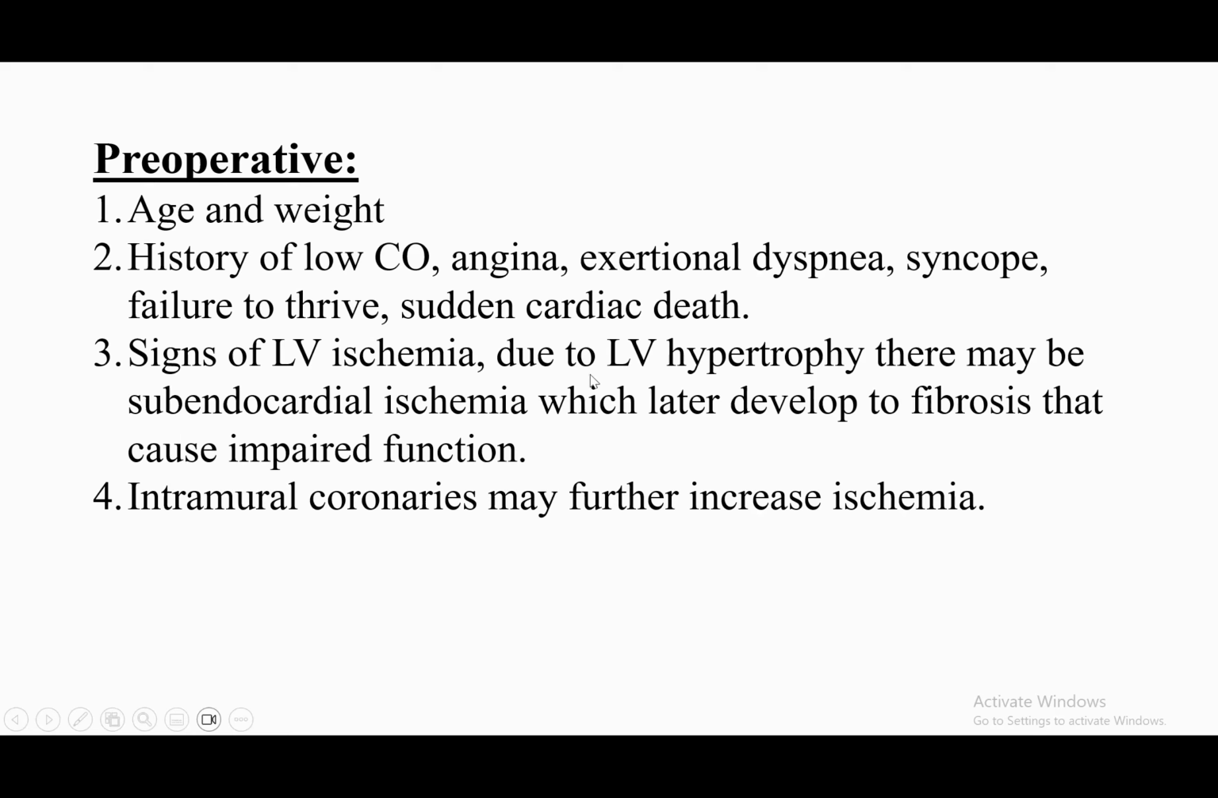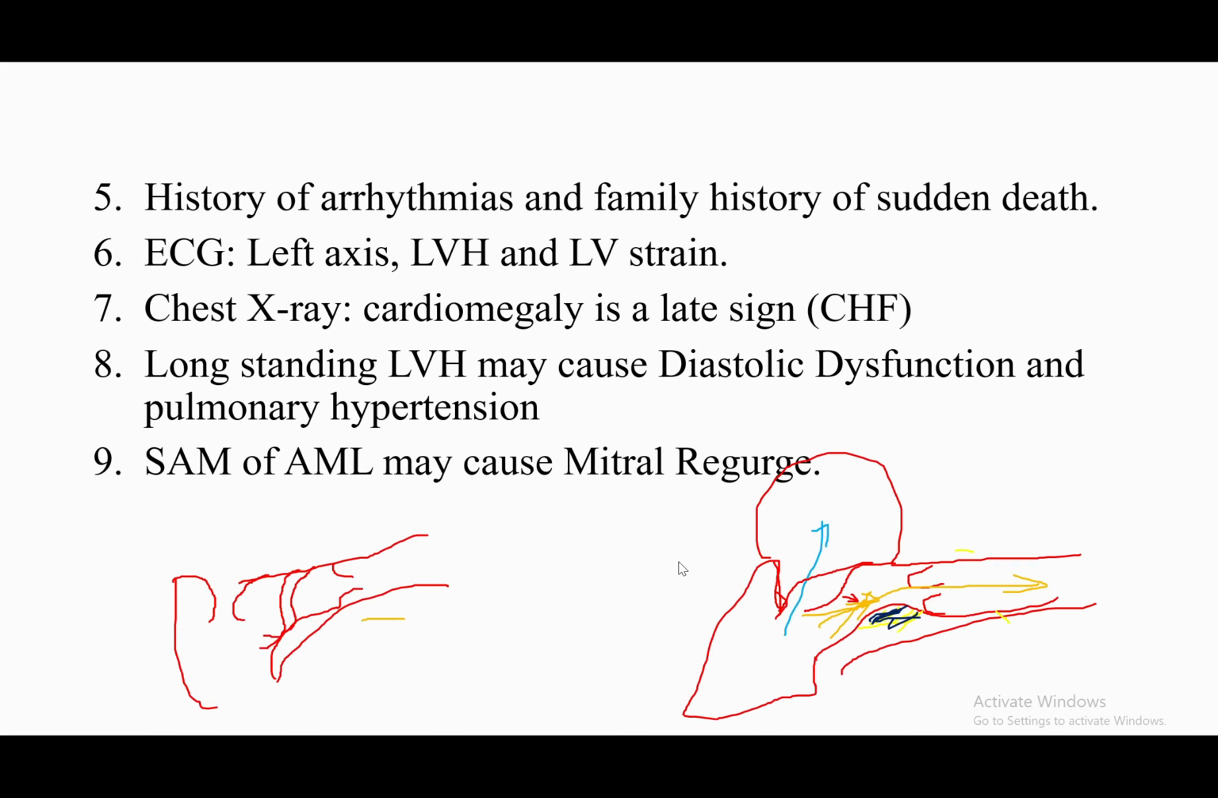Look for signs of LV ischemia due to LV hypertrophy. There may be subendocardial ischemia, which later develops into fibrosis that causes impaired function. Intramural coronaries may further increase ischemia. Sometimes there is bundle branch block in these patients. History of arrhythmia, family history of sudden death, ECG with left axis, LVH, LV strain, and cardiomegaly on X-ray. Long-standing LVH may cause diastolic dysfunction and pulmonary hypertension. Systolic anterior motion of the anterior mitral leaflet may cause mitral regurgitation.